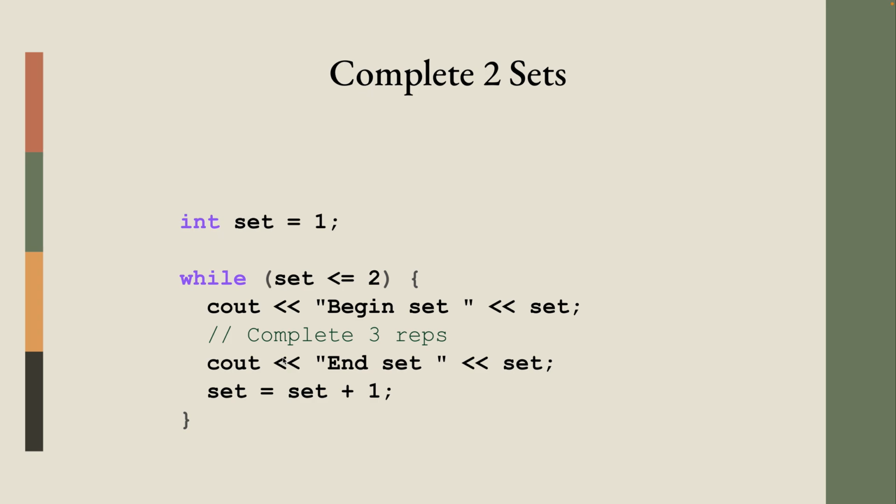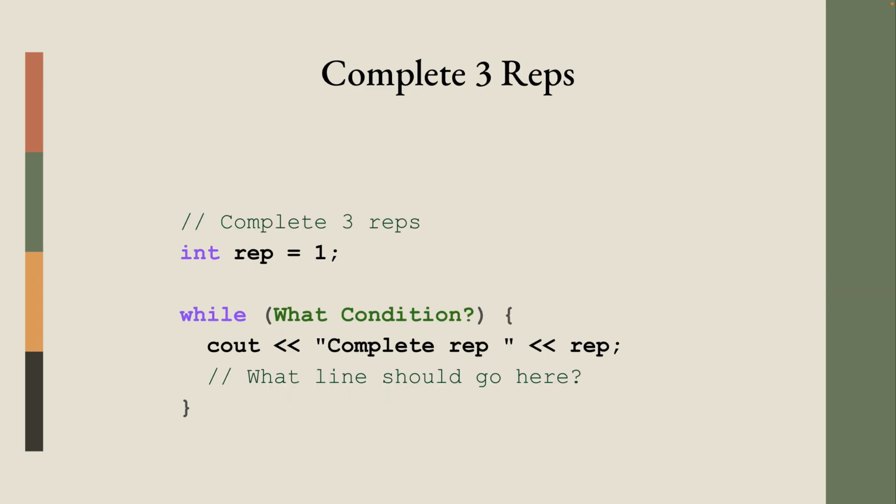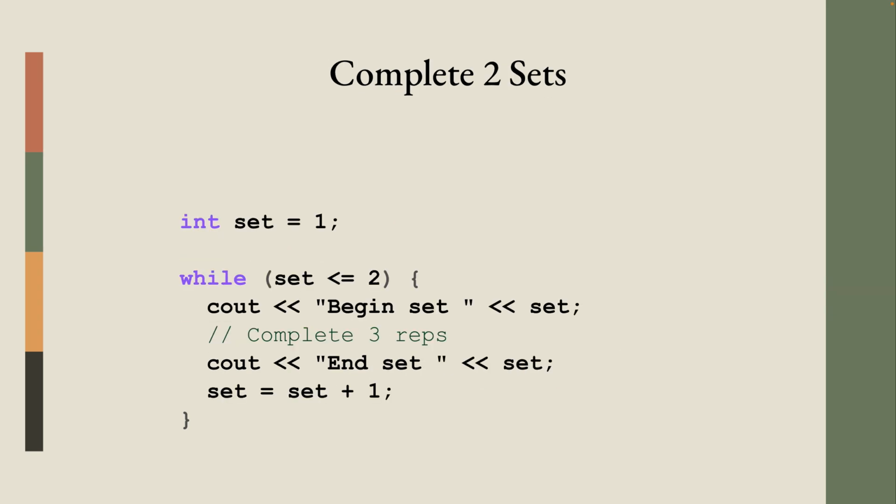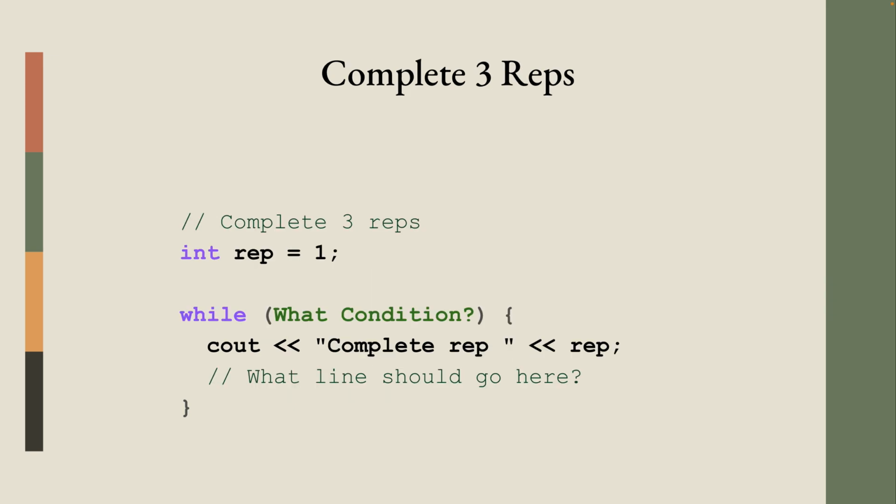So now, notice this complete 3 reps is inside the while loop, right? It's indented inside the while loop. So this next part of code, when we're doing the complete 3 reps, everything we write is going to be inside of this while loop. Okay? So let's figure out how to code this part, the complete 3 reps. So I have int rep is equal to 1 at the start. Again, in your groups, you can discuss what should go in the condition and then what should go at the end.